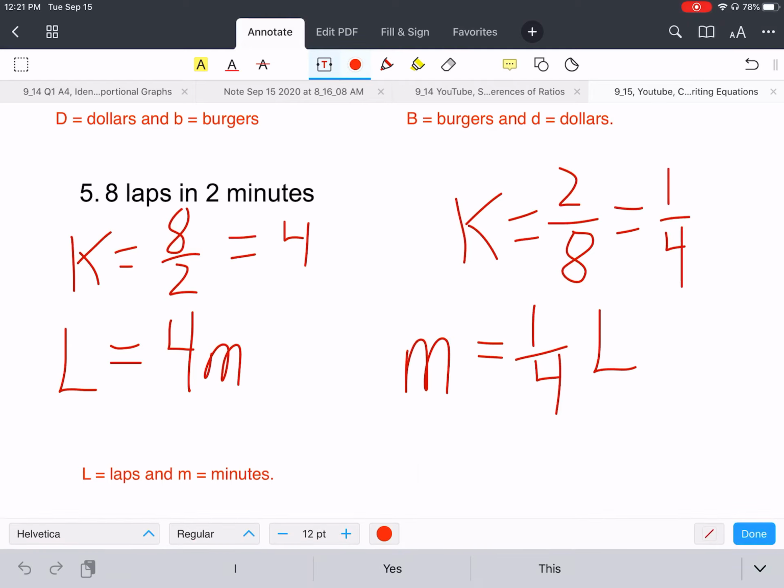So regardless of what your equation is, you need to verify what your variables stand for. So m equals minutes and L equals laps. So either of those options would be fine as long as your equation matches up with your constant of proportionality.